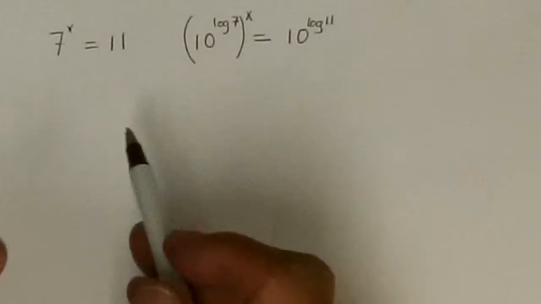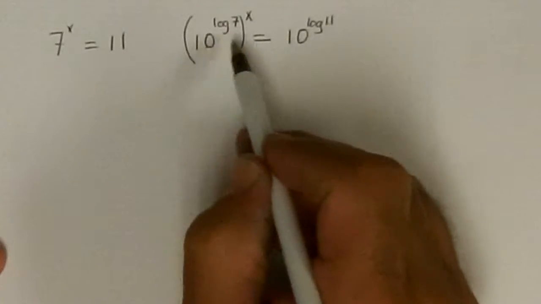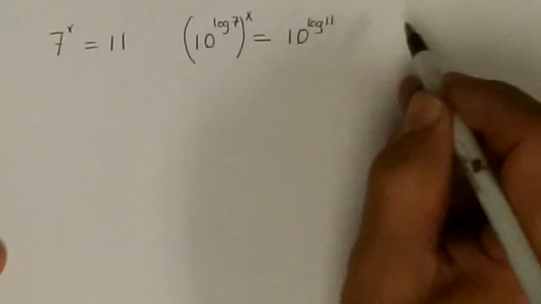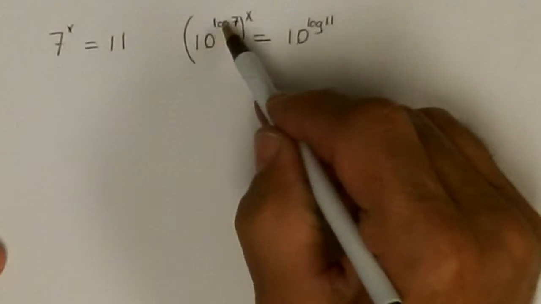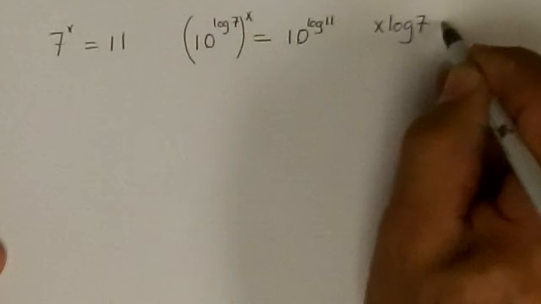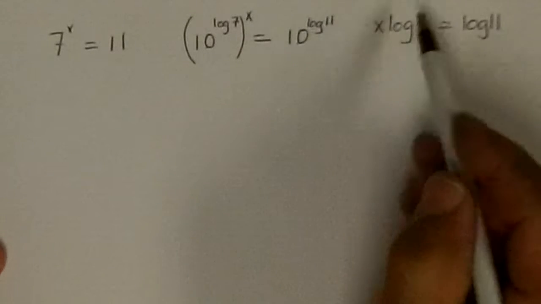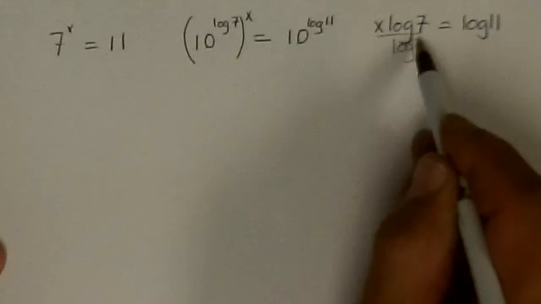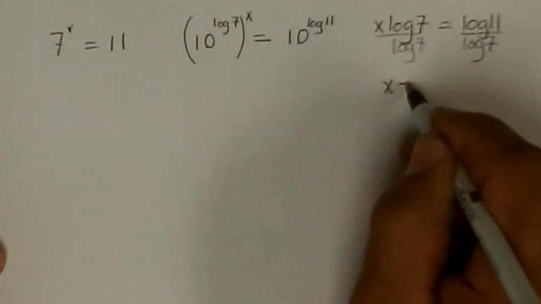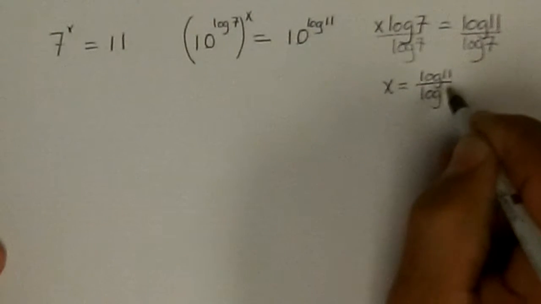Now, since these have the same bases, we can't cancel bases, but we can surmise that if they have the same bases and the whole things are equal, the powers have to be equal. And when we've got a power to a power, we multiply, so we get x log 7 equals log 11, and to solve for x we divide by log 7, and we get x equals log of 11 divided by log of 7.